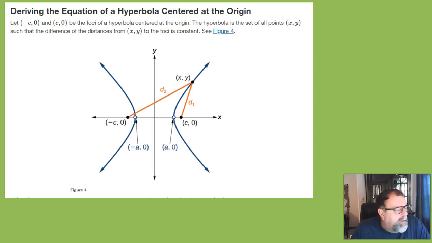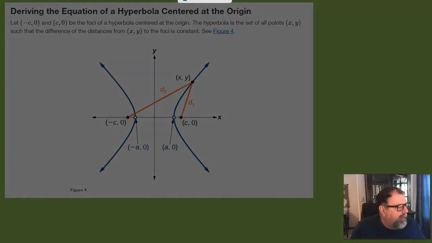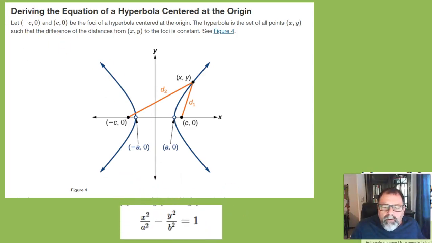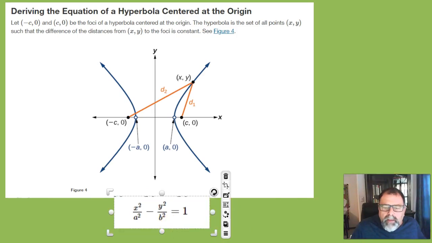You end up with the standard equation for a hyperbola centered at 0, 0. And then for the C here, not the C for the constant distance, but the C for the foci, you're going to add.